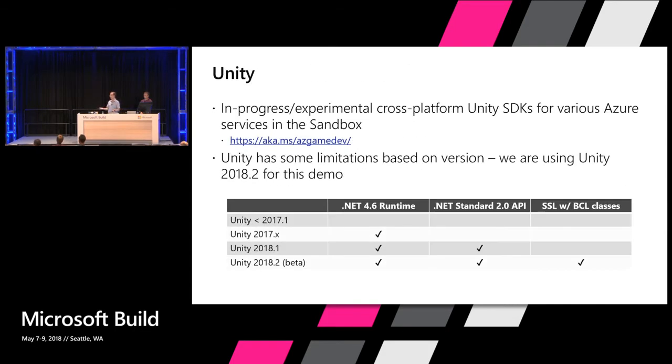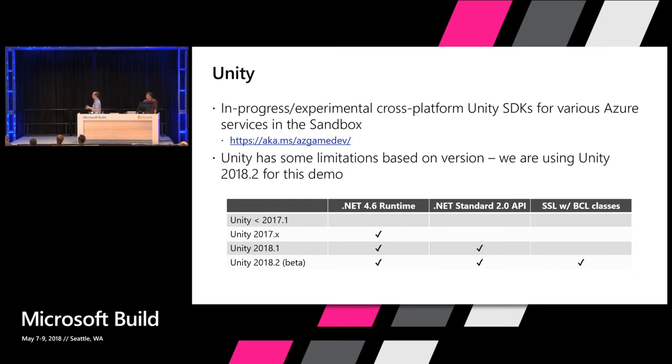So speaking of Unity, we have a bunch of in-progress cross-platform Unity SDKs right now for various services that Azure has. And you'll find them at our sandbox site. The link is there. It'll also be at the end. But the key here is Unity has some limitations depending on which version you're using. So we use 2018.2, which just came out in beta about 2 weeks ago, maybe a little bit longer.